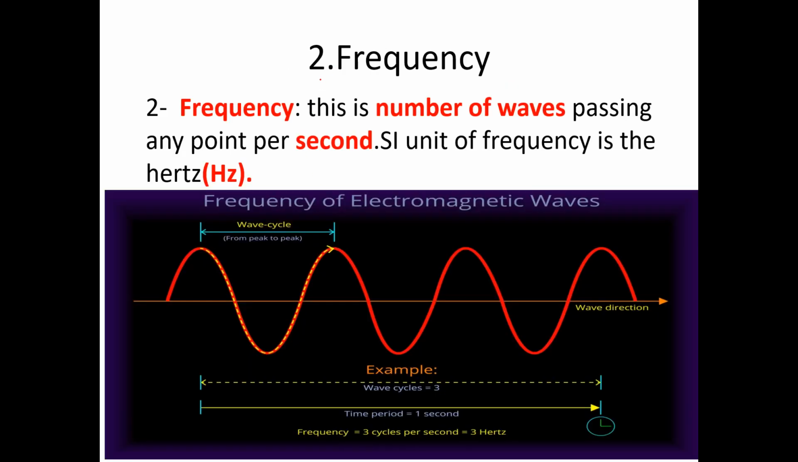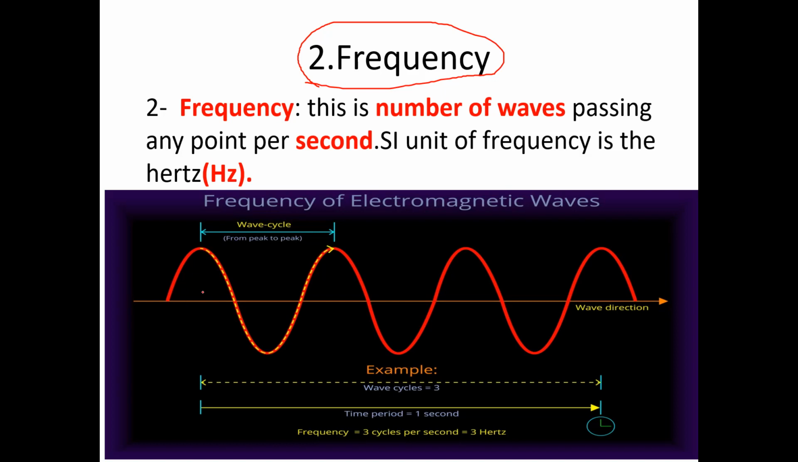Number 2, frequency. What do you mean by frequency? It's the number of waves passing any point per second. The SI, or Standard International Unit of frequency, is the Hertz. The symbol of it is Hz. What do you mean by frequency here? Here we said it's the number of waves passing any point per second.